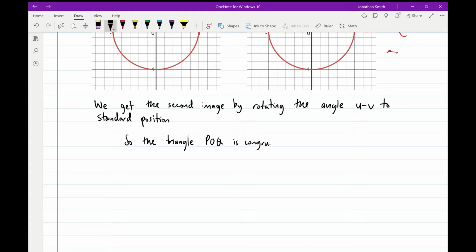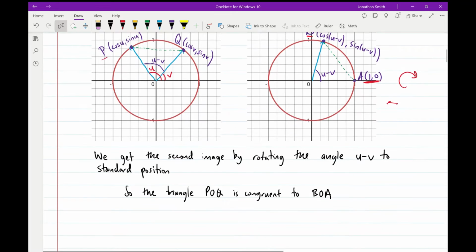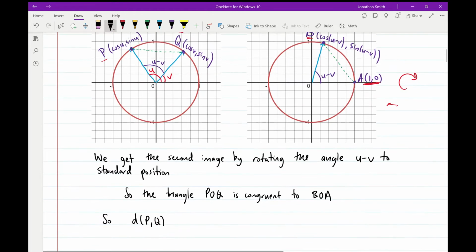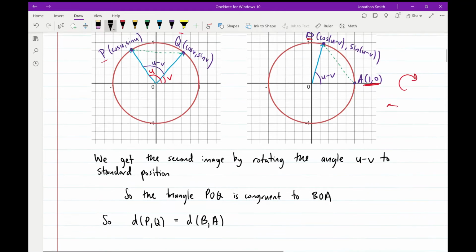So this is congruent to the triangle made by the point B, the origin, and A. That's coming from the second picture. So this is just saying that these two things are really the same triangle. In particular, that means that if I look at the distance between the points P and Q from the first image, that has to be equal to the distance from the point B to the point A from picture 2.